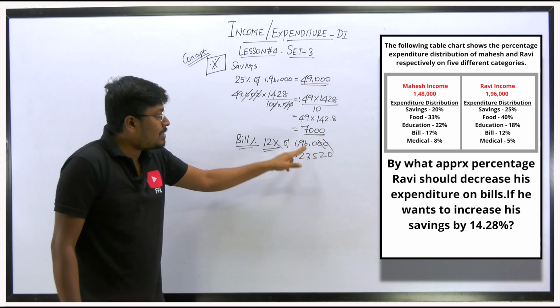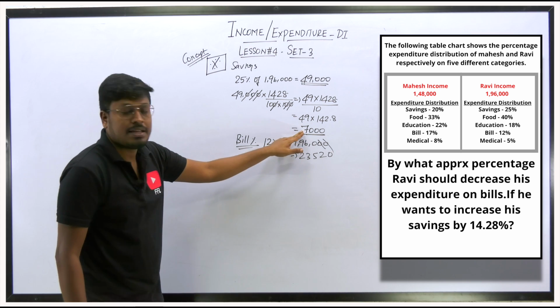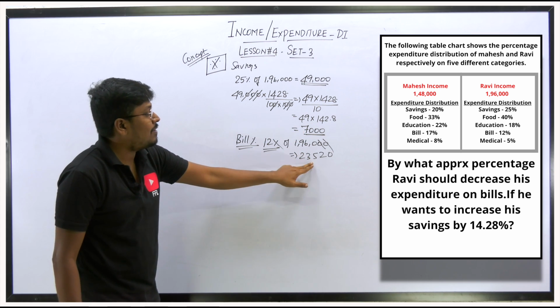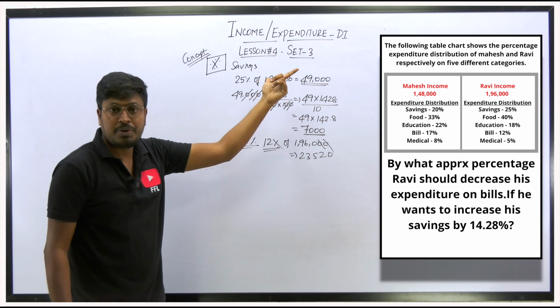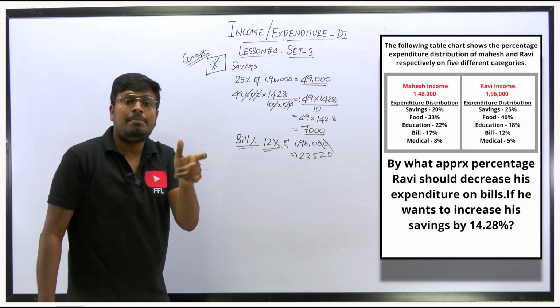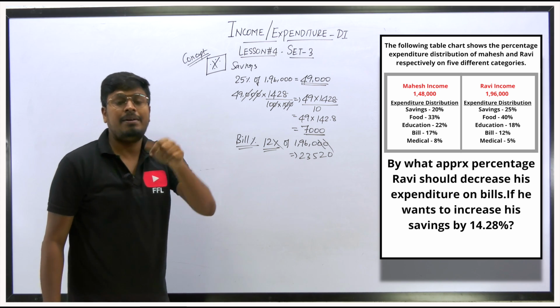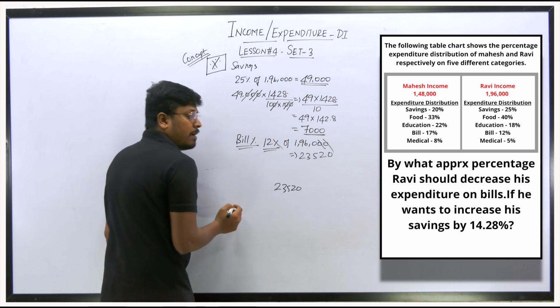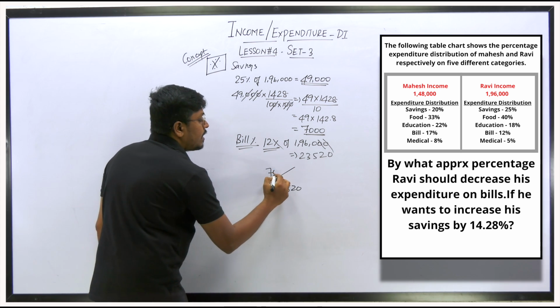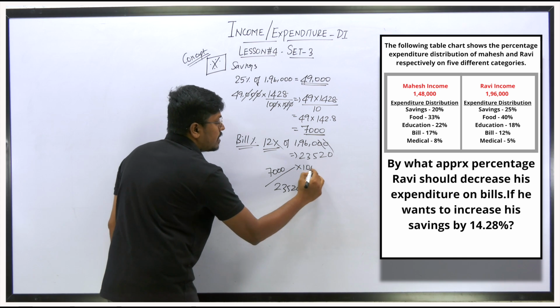So now how much he should decrease from this expenditure? 7,000. So only if we decrease 7,000 from this expenditure, the savings will be increased by 14.28. So our target is not to find the money. Our target is to find how much percentage he needs to decrease. So 23,500 is the total bill amount. So from that he needs to decrease by 7,000. Just find what is the percentage.